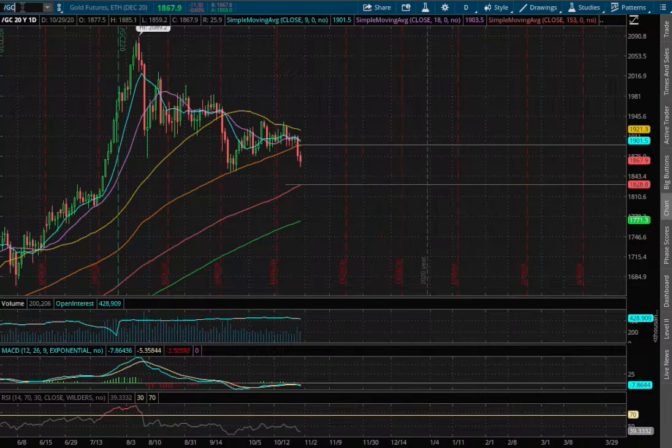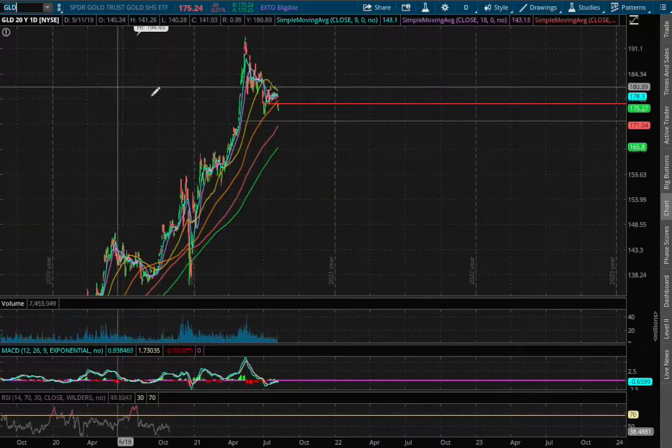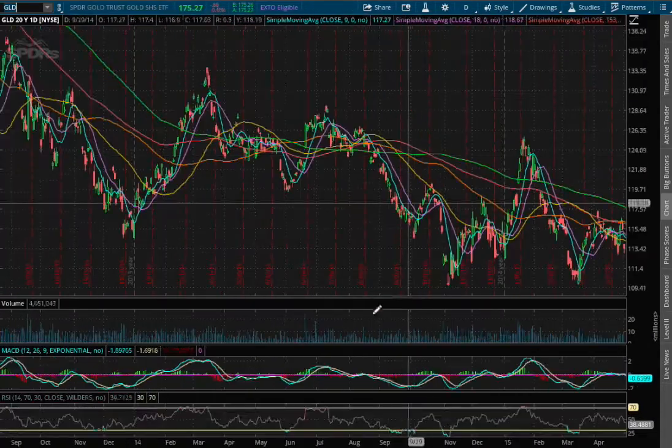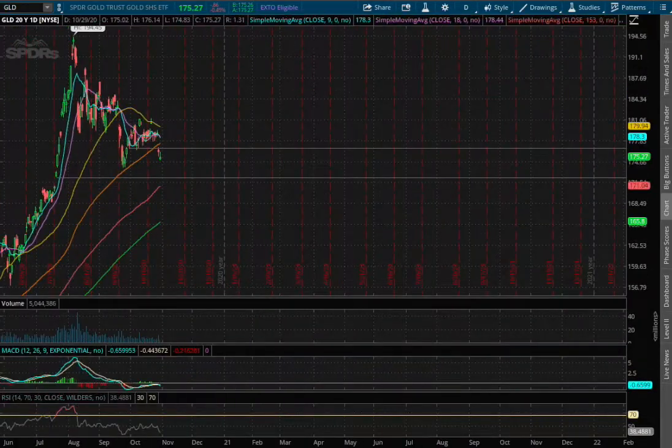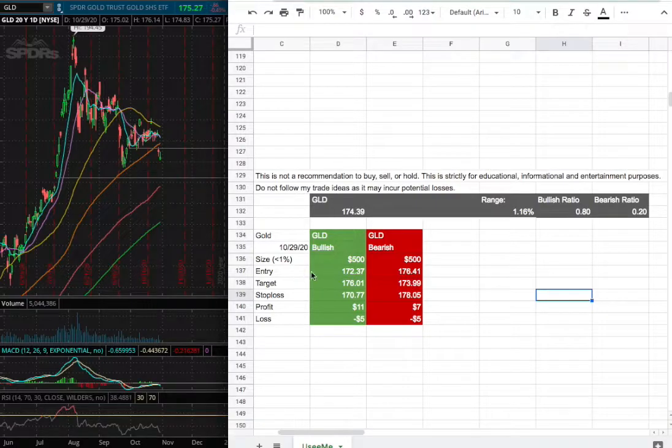As for the trade idea of the week, I'll be trading GLD. My position size will be less than 1% of my portfolio, and my long entry will be at $172.37, which is this range right here. And my sell target will be $176.01, and my stop loss will be $170.77.